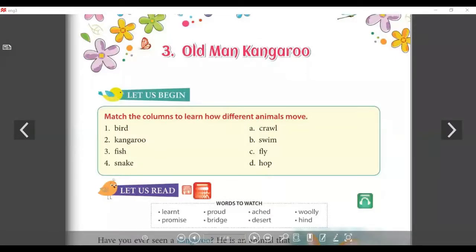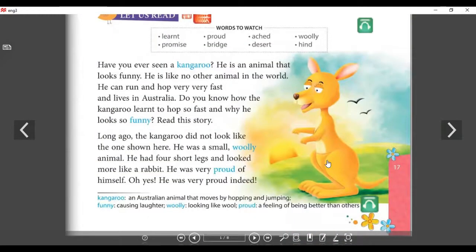Welcome to the class. In today's session, we are going to see the subject English, Lesson 3, Old Man Kangaroo. Have you ever seen a kangaroo? Yes, look at the picture. This is a kangaroo. What type of animal is a kangaroo? Yes, it is a wild animal.